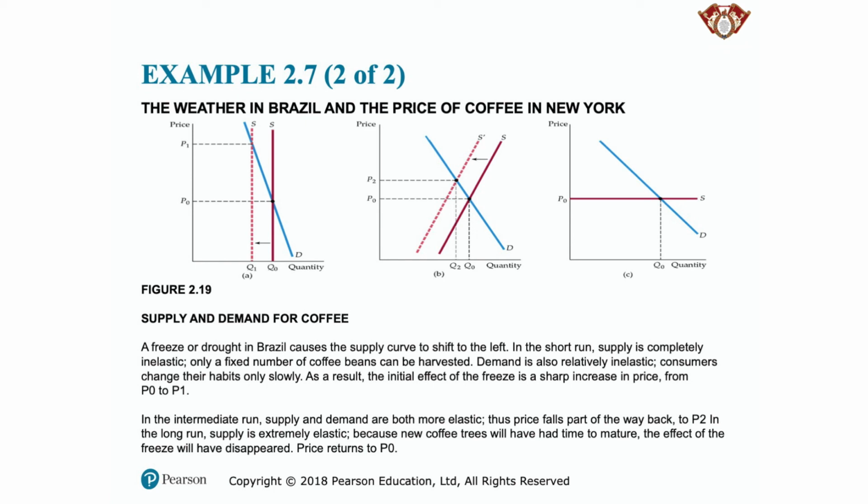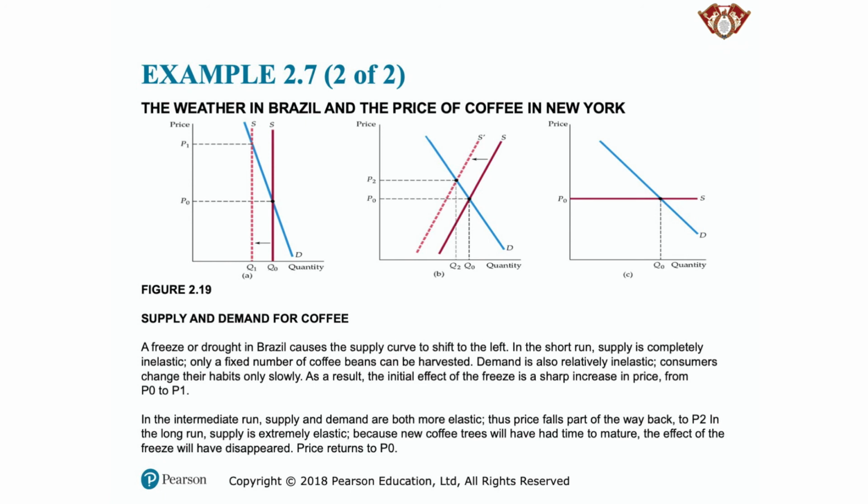Okay? In the very long run, then what happens? Supply can adjust in the very long run. So supply is like this. And demand elasticity also increases. The supply curve shifts to the left, but the same, so no change in price, no change in equilibrium quantity. So the very long run, the intermediate run, and the very short run are quite different, right?